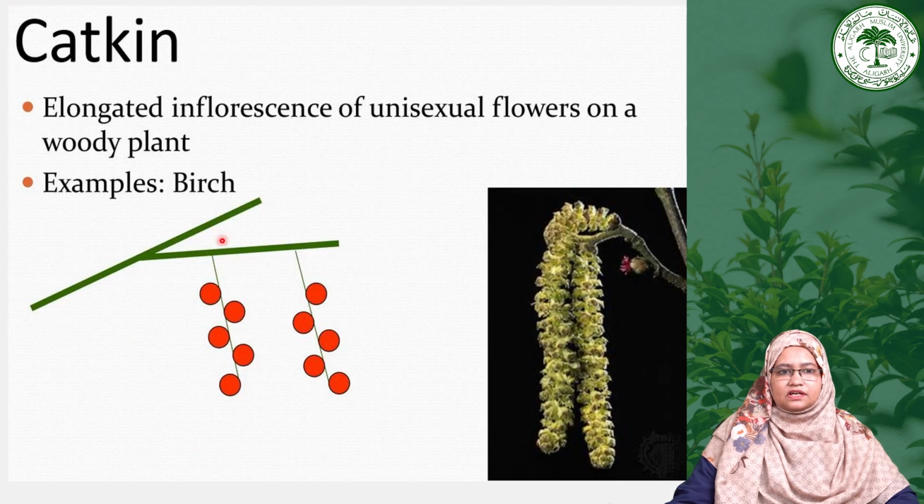The next one is the catkin. Catkin is an elongated inflorescence of unisexual flowers on a woody plant. As you can see here, a number of flowers are arranged, and the example of this type is birch. So these inflorescences generally have unisexual flowers on the woody plant, and they all have unisexual flowers.